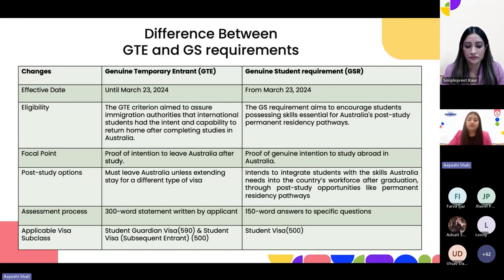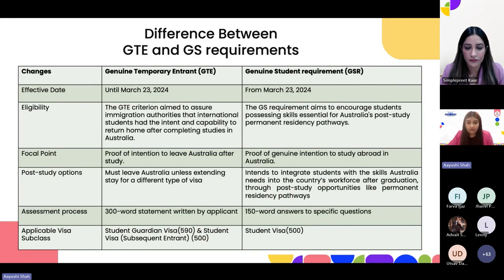So for any application that has been lodged before 23rd of March 2024, GTE will be applicable to your application. Whereas any application lodged on 23rd March and onwards, GSR will be applicable to you. So make sure you're very well aware of this situation, because you have to write the statement or support your statement and the questions and answers according to GTE or GSR.